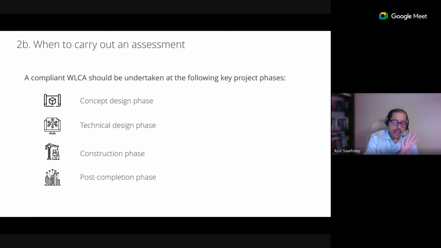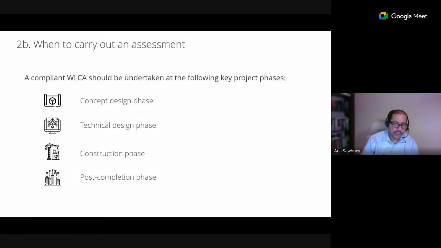So let's say now you have set the goal and picked your information modules. Now you have to decide when you're going to carry out the assessment. It's generally a minimum of 4 times during the project's life cycle. During the concept design stage, so very early on, remember, early in the project you have minimal information, but you still want to calculate cost and carbon. Then you do it at the technical design stage when you have detailed design information. Then you should repeat it at the construction phase and then the post-completion phase.